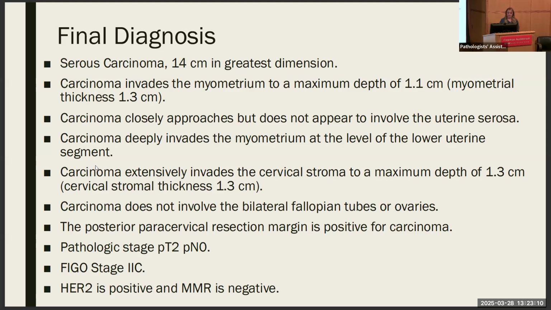For gynecological specimens, they also follow a FIGO staging system. The only difference really between FIGO and AJCC is that FIGO accounts for the type of malignancy. So we are at a 2C, which, if it was a less invasive, maybe an endometrial carcinoma, might be a 2A or a 2B. And then her HER2 was positive and MMR was negative.